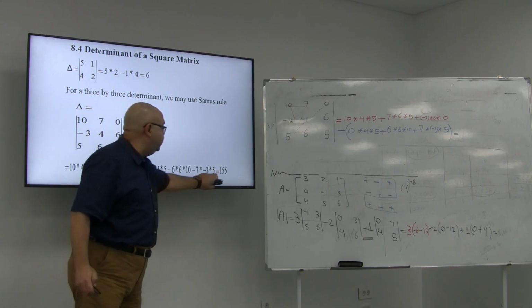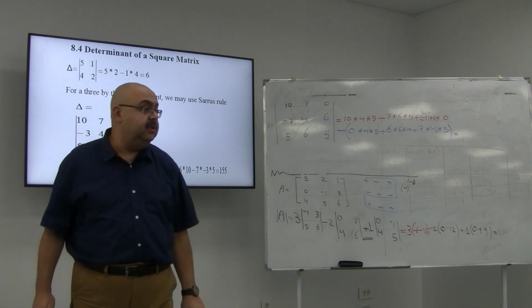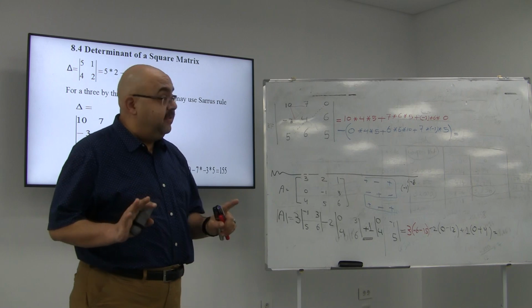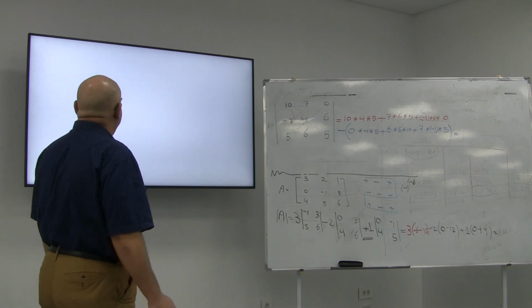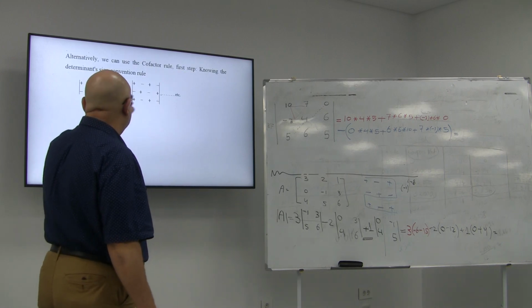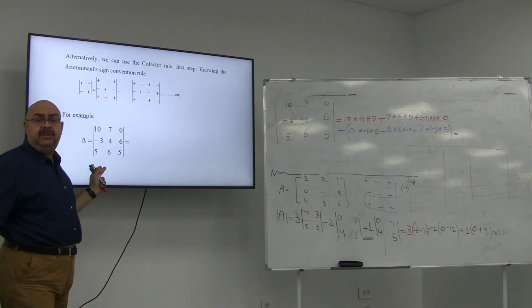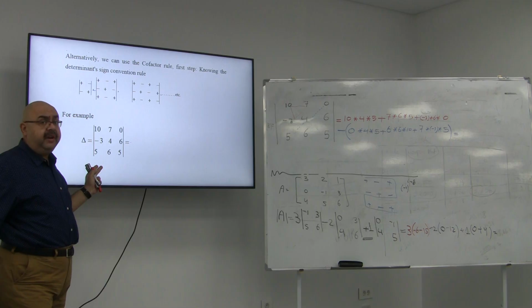Of course, once you evaluate it, it's going to be 155. Okay? Okay, perfect. Boss, this is the sign rule, and this is the case if I want to evaluate a 3 by 3 using the cofactor method.